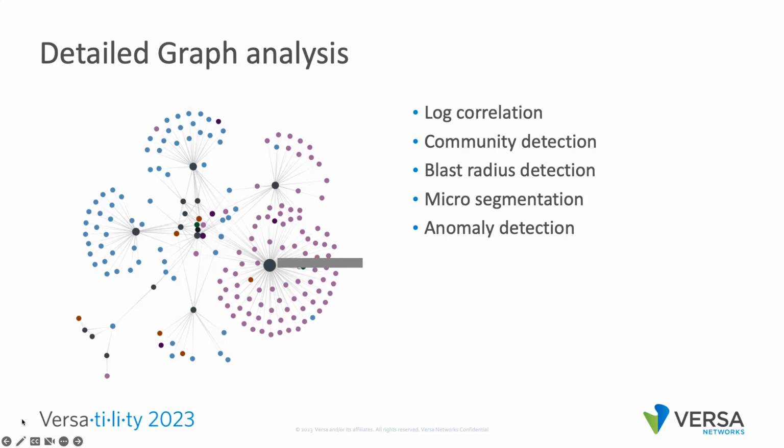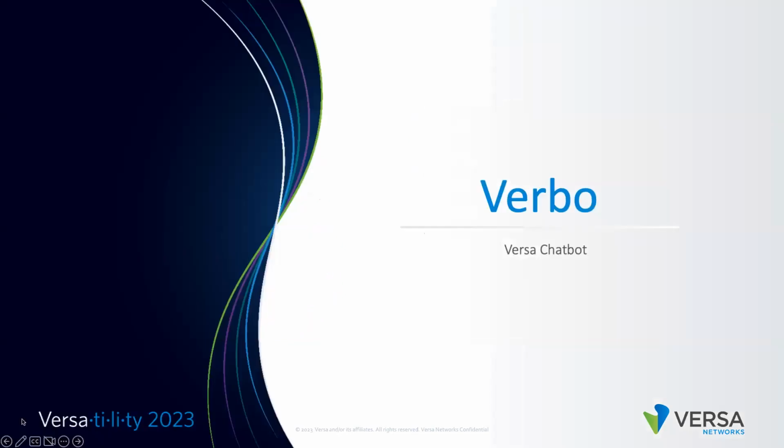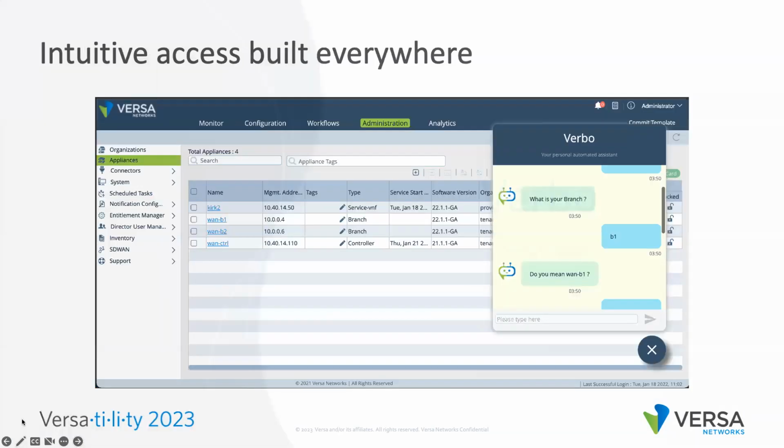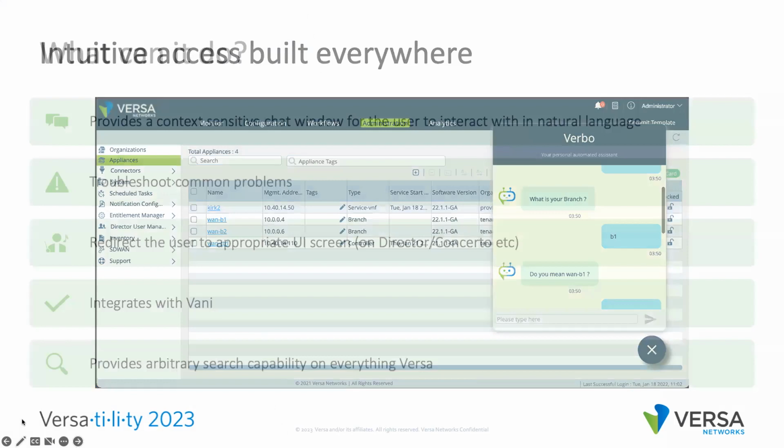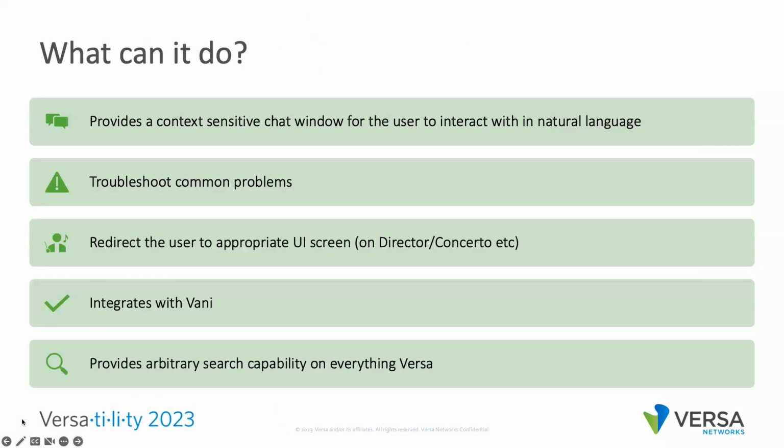And now the next product we have is Verba, which is Versa Chatbot. And what that is, is intuitive access that is built into all the Versa control plane, whether it's Concerto or Director, and it provides a very easy way to interact with the system, right? So what it does is it provides a context-sensitive window for the user to interact with, and you can type whatever you want, and it'll help you troubleshoot some of the common problems, and it will redirect you to appropriate UI screens if you need it to be, right?